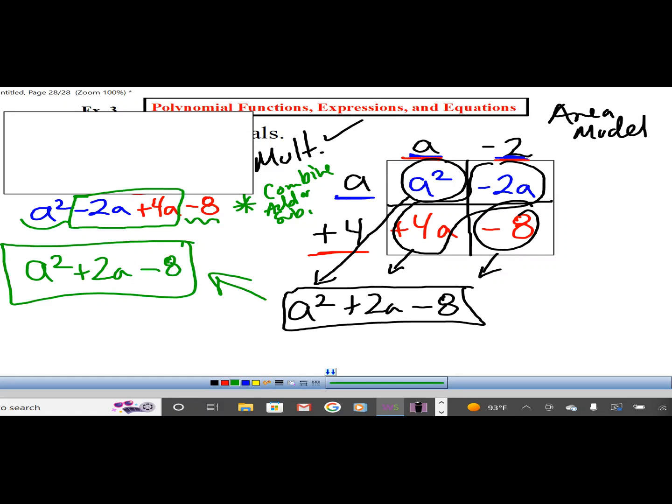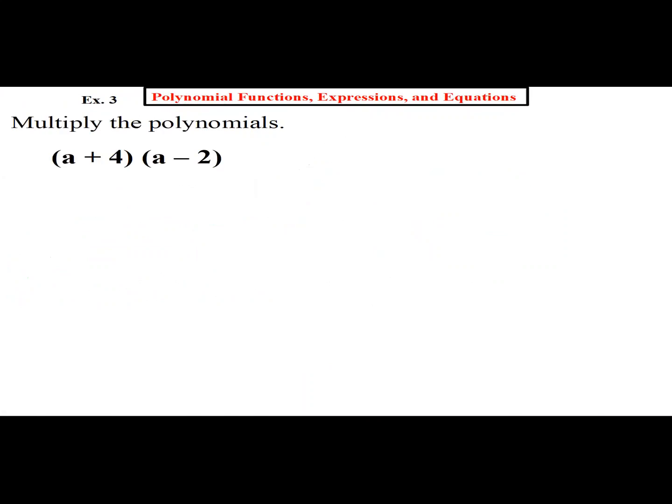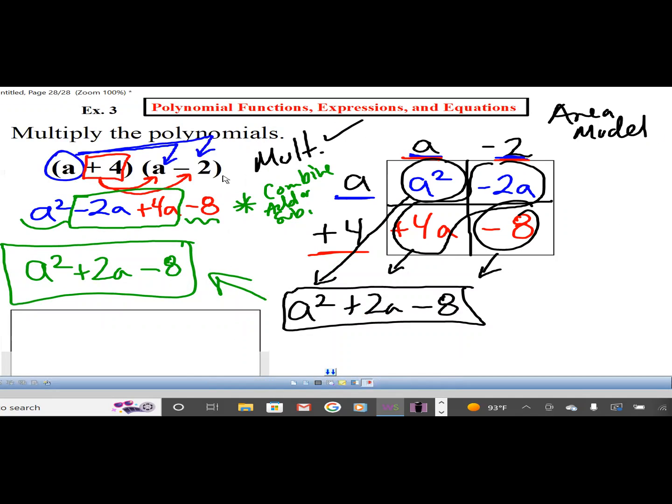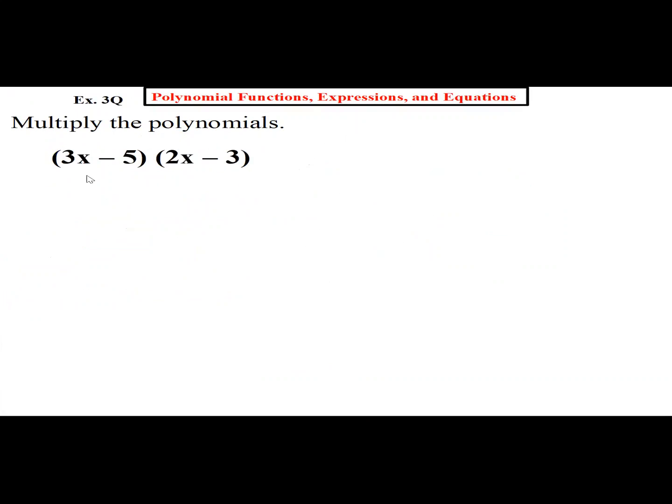All right. So once again, you're going to be allowed to use any method, but for right now, I do want us to practice our area model. So I'm going to give you another binomial times binomial like this one. I want you to use the area model. Copy this. Example 3Q: 3x minus 5 times 2x minus 3. Use the area model.